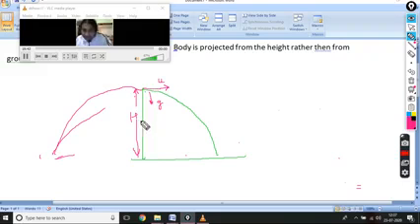So if the tower height is h, the body takes some time to drop down. In that much time, the body also moves rightward. Clear? So this subsequent motion happens to be projectile motion. We are going to solve this equation here.